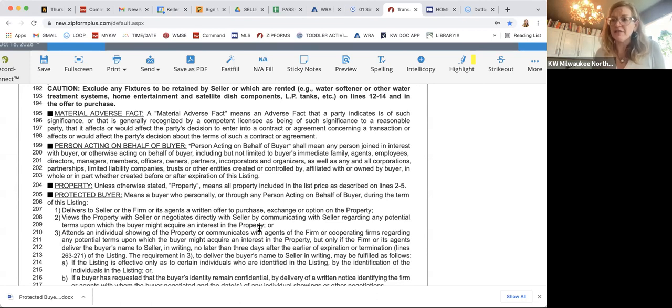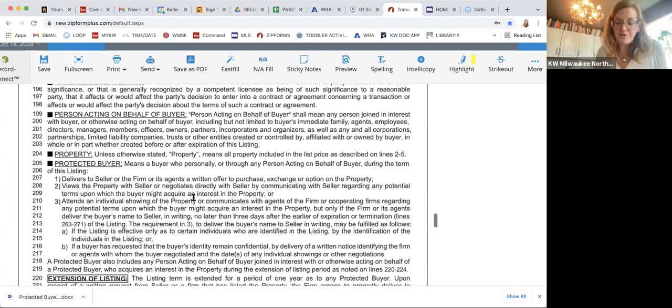A material adverse fact, I feel like a good example of that would be a set of train tracks. If you're showing a property and there's a big set of train tracks a block away, that might affect a person's decision on entering into a contract or making an offer, I should say, on a home. Right. So it's kind of those things beyond just component or structural issues with a home, right?